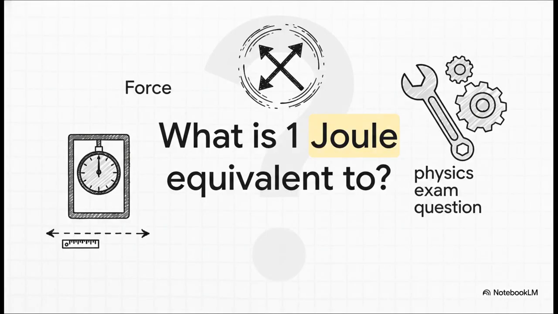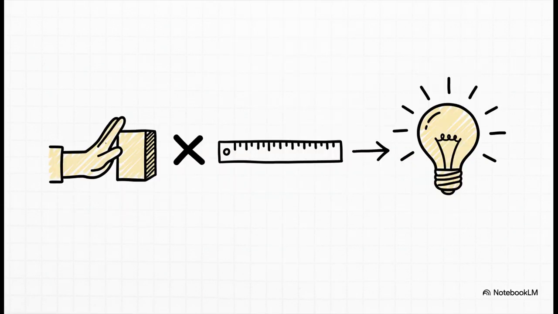All right, time for a quick-fire round. A simple question on fundamental units. For 1 mark, what is 1 joule equivalent to if you use the standard units for force and distance? And the answer is 1 Newton meter. Remember, a joule is just the amount of work done when you apply a force of 1 Newton over a distance of 1 meter. That is a nice, straightforward mark just for knowing your definitions.